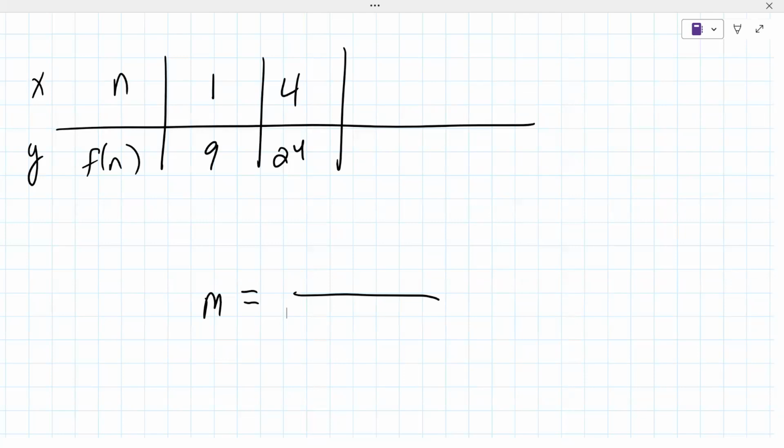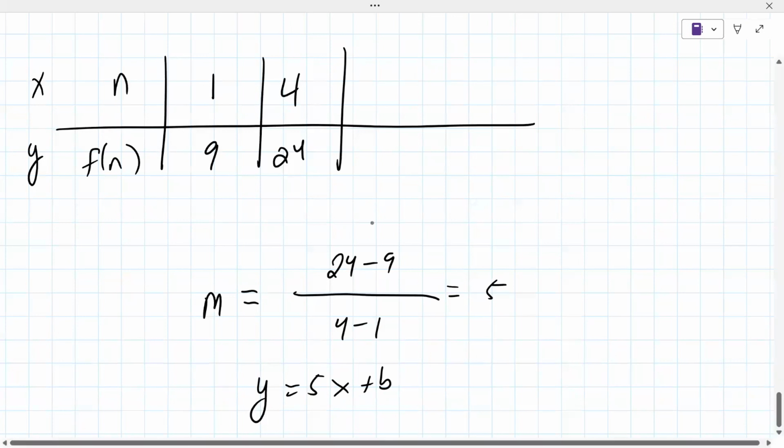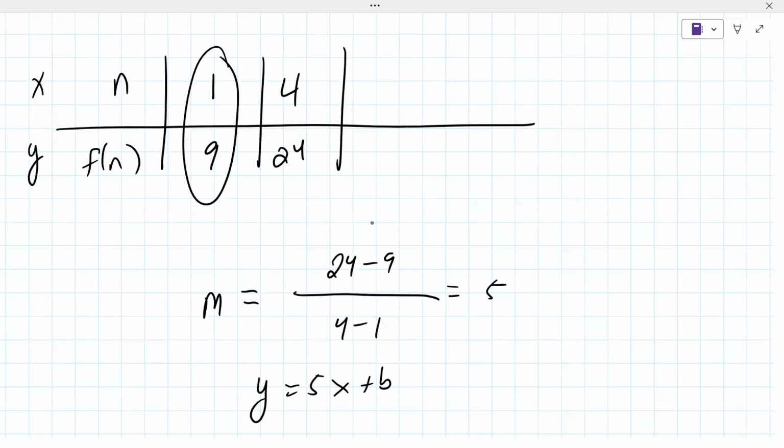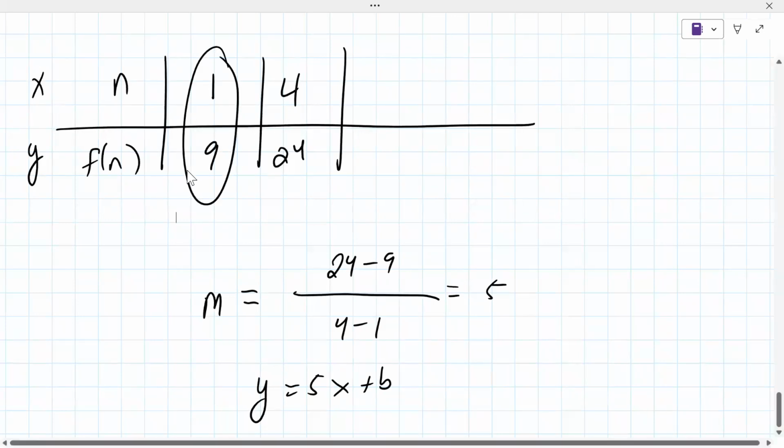Okay, my final simplified answer, I'm pretty sure, is just 5. That's correct. So it's y equals 5x plus b. I want you to use this ordered pair, so that x is 1, y is 9, and solve for b.